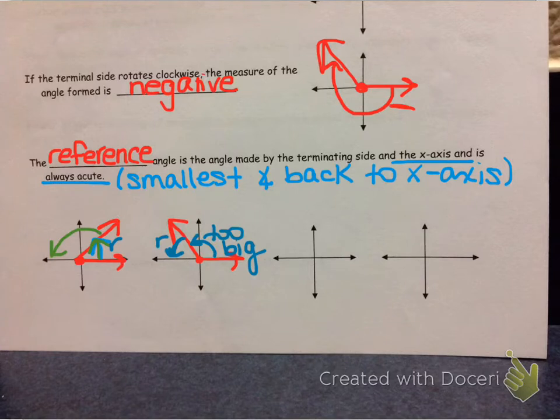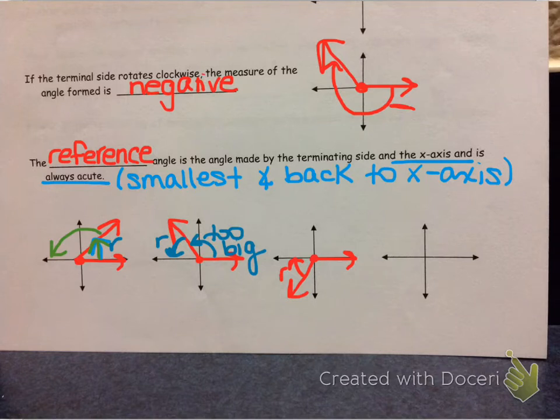Okay, hopefully you paused, and when you turned the video back on, you had drawn an angle that terminated somewhere over here. Okay, and that means that this angle right here is the smaller angle to the x-axis, so this would be your reference angle. And I'm just calling it R for right now.